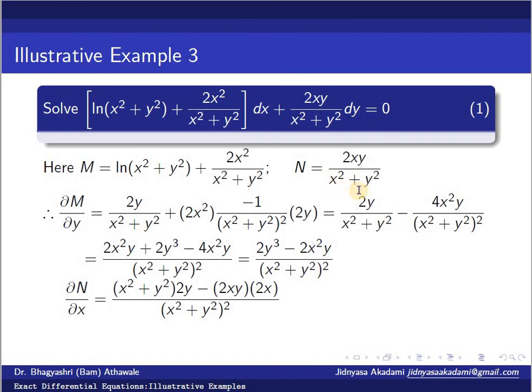Here there is only one term, but numerator and denominator both are functions of x. So use the division rule. x² + y² as it is, into the derivative of 2xy, which is 2y, minus 2xy as it is, into the derivative of the denominator, which is 2x, divided by the square of the denominator. And if we simplify it, it is (2x²y + 2y³ − 4x²y) divided by this bracket squared.